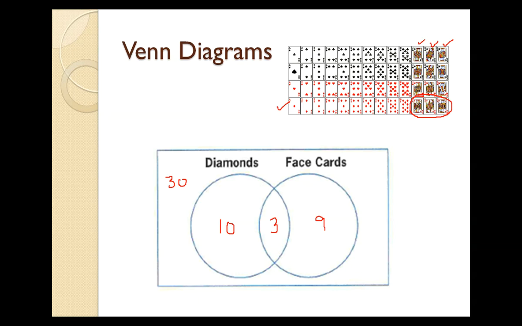And so that's how you do a Venn diagram when you do have some overlap, and it is worth checking. 30 plus 10 plus 3 plus 9 is indeed 52.